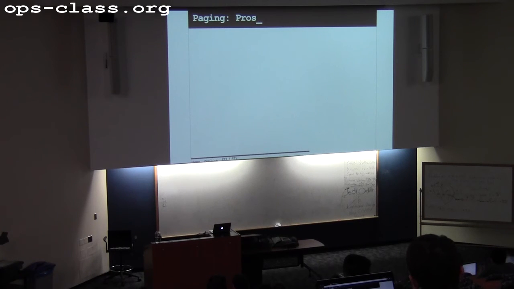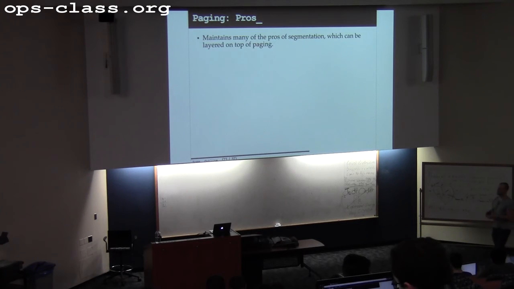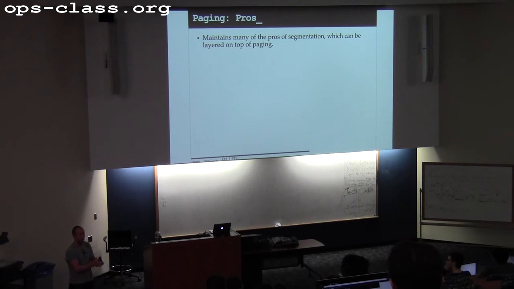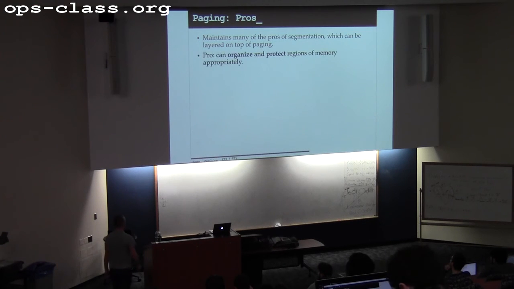All right. So what's good about paging? Paging allows us to maintain a lot of the benefits of segmentation. I can layer segments on top of pages. In a lot of systems, memory is organized into what are called memory objects that map a certain region of the address space that consists of multiple pages. Those memory objects have information like permissions and sharing information, which allows you to share regions of memory between multiple processes and stuff like that. The unit of translation granularity is still the page, but the segments allow me to organize pages into groups that have similar properties.